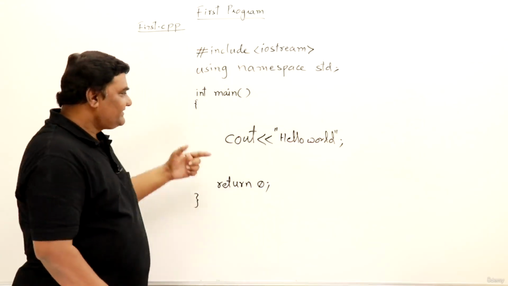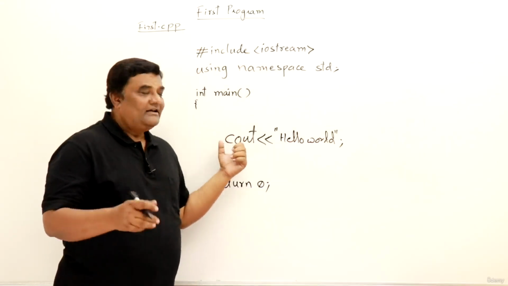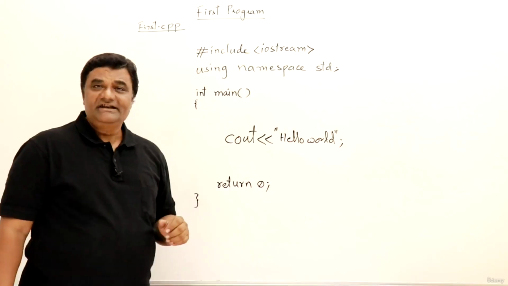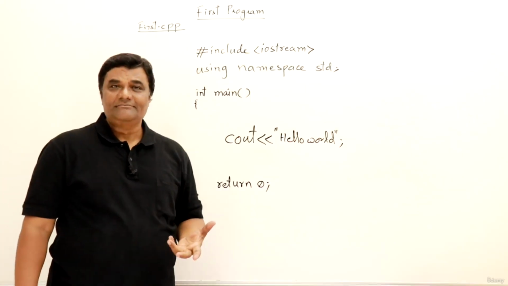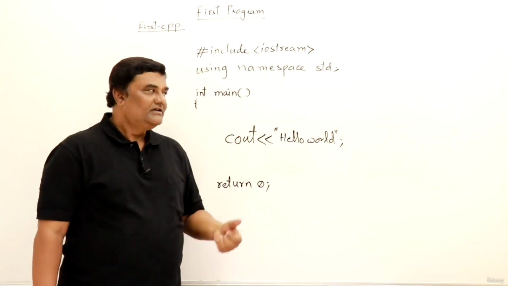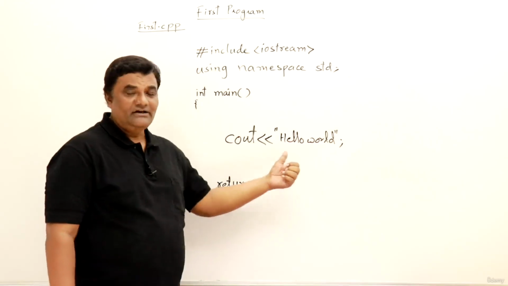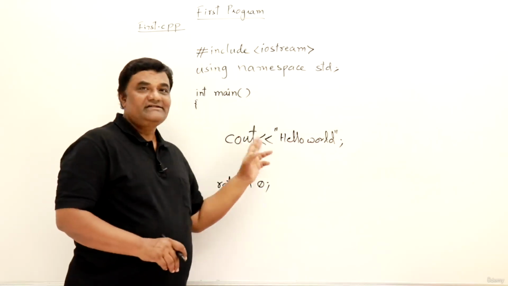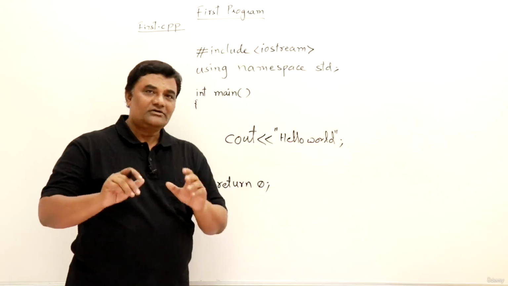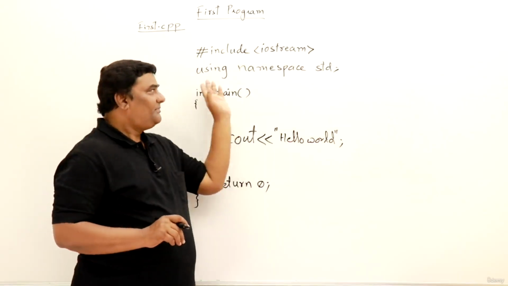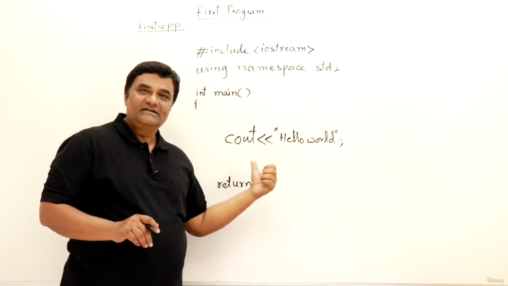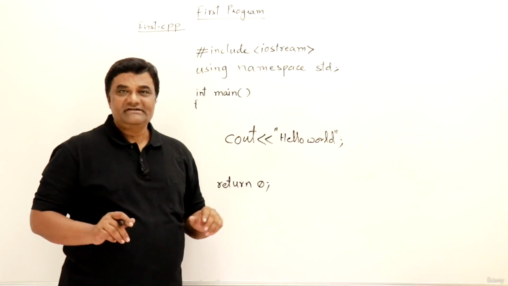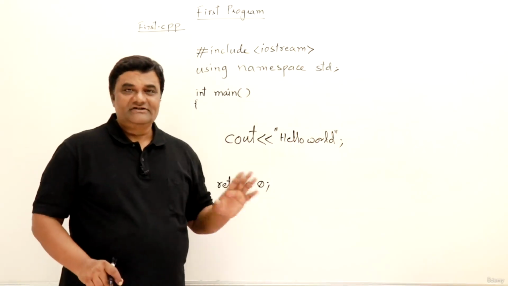Now writing std here is better than saying that we are using namespace, because we are not using everything from the namespace. We want just cout. So writing std colon colon and cout is better. But it is easy for beginners to just write cout. So I may be using cout many times. On the top I will write using namespace, and here I will write just cout. So that's all. This is the first program.